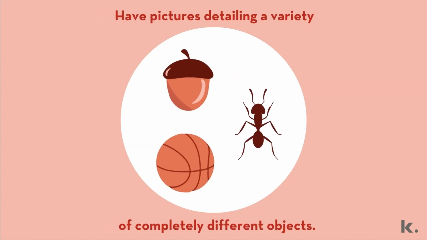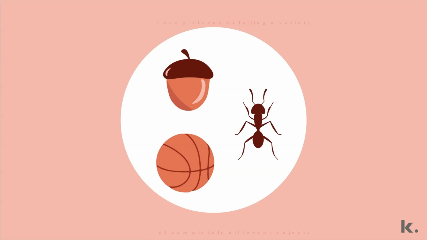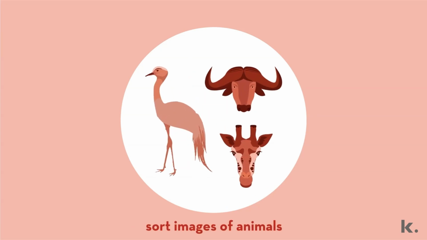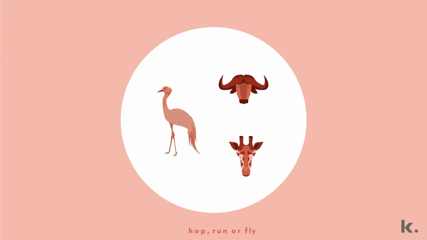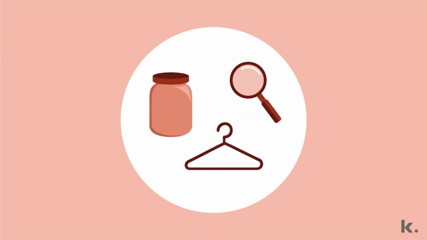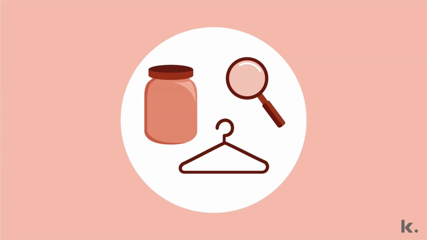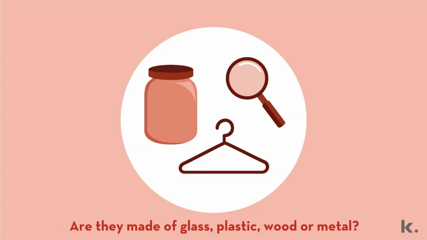4. Have pictures detailing a variety of completely different objects. Have the children sort them according to color or probable weight. 5. Have the children sort images of animals according to whether they hop, run, or fly. 6. Have the children sort pictures of everyday objects by material. Are they made of glass, plastic, wood, or metal?